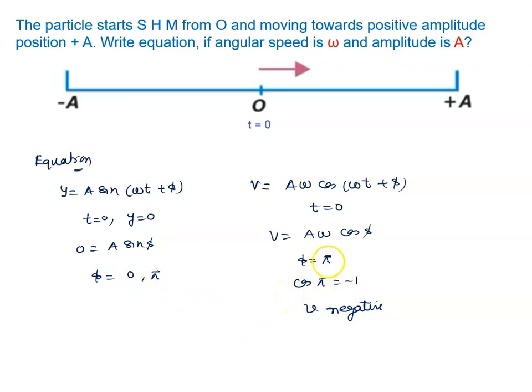It means अगर मैं यहाँ पे phi की वैल्यू 0 रखूँ तो cos 0 is +1 and velocity is a omega, so it will satisfy the condition. So here phi equal to 0, then the answer will become y equal to a sin omega t. So this is the right answer of this problem, y equal to a sin omega t.